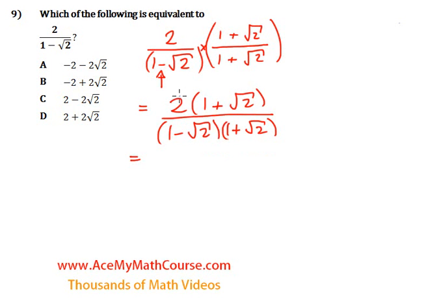Over here we get 2 times 1, we need to distribute the 2. 2 times 1 is 2. 2 times root 2 is just 2 times the square root of 2, all over. Now let's FOIL this.